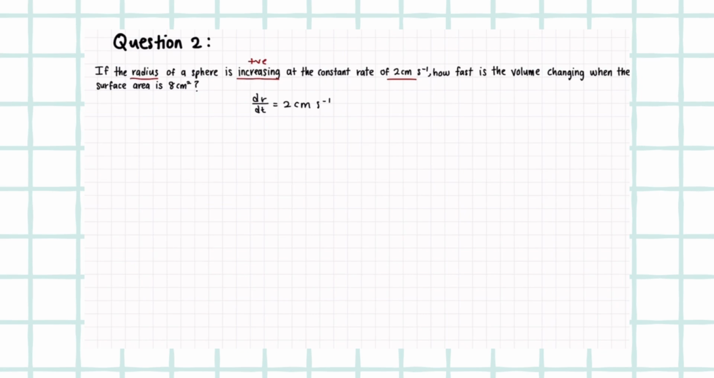Next, the question asks, how fast is the volume changing when the surface area is 8 cm²? It means we need to find the rate of change in volume of the sphere when the surface area is 8 cm².